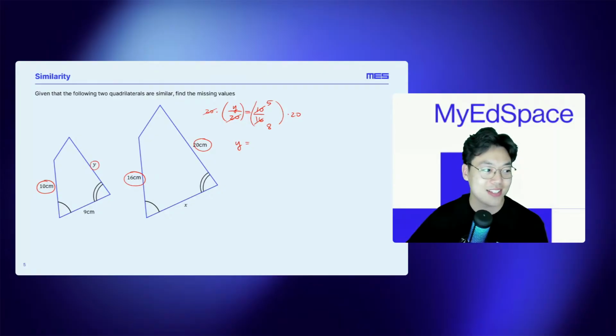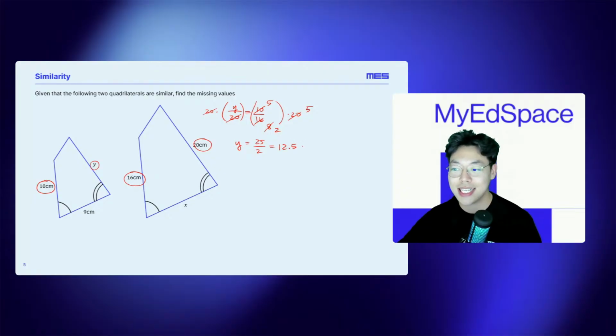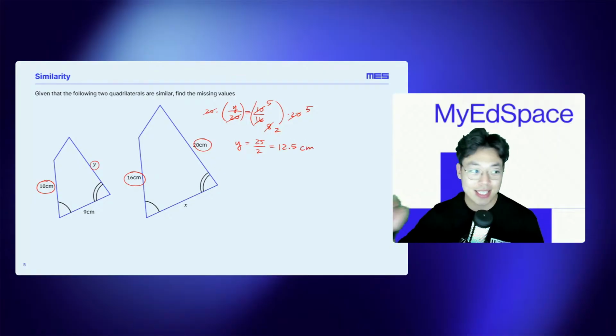Great, Maddie. I saw you. 16 over 10. So now we have y is equal to 20 over 8, which have common factors of 4. So 20 divided by 4 is 5. 8 divided by 4 is 2. Now 5 times 5 is 25 over 2. This is also known as 12.5. And this is in, don't forget, centimeters.